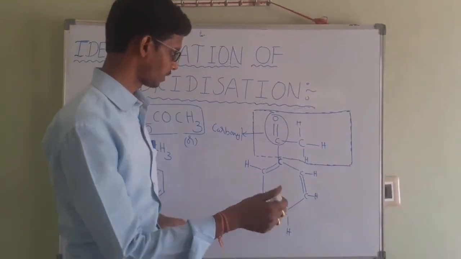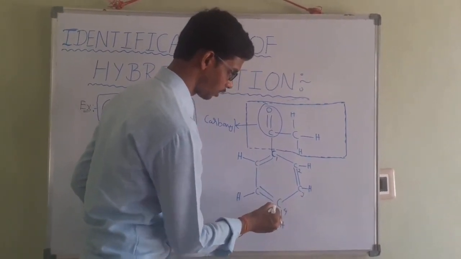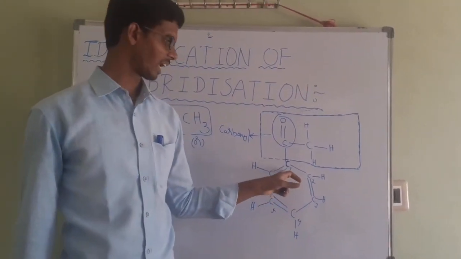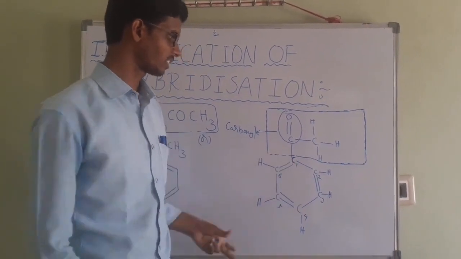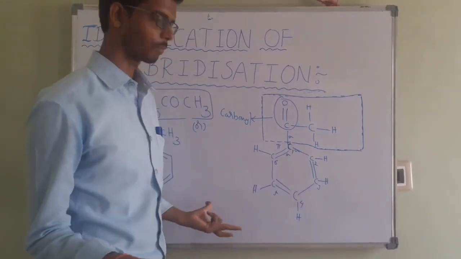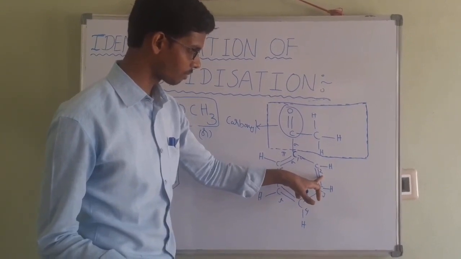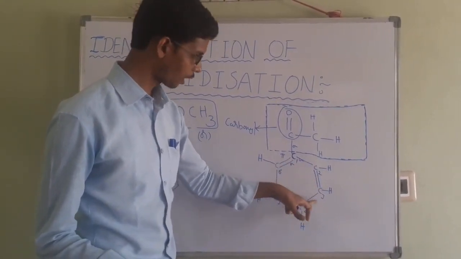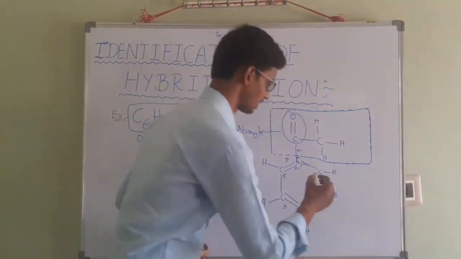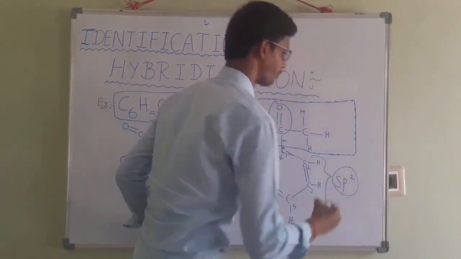Generally, this ring consists of 6 carbons: 1, 2, 3, 4, 5, 6. I already explained this in the previous class. The 6 carbons consist of 3 sigma bonds and 1 pi bond. Let us check every carbon. The second carbon also has a sigma bond, 1 sigma, 1 pi. 3 sigma, 1 pi. Likewise, the 6 carbons consist of 3 sigma bonds and 1 pi bond. That's why these 6 carbons have sp2 hybridization.